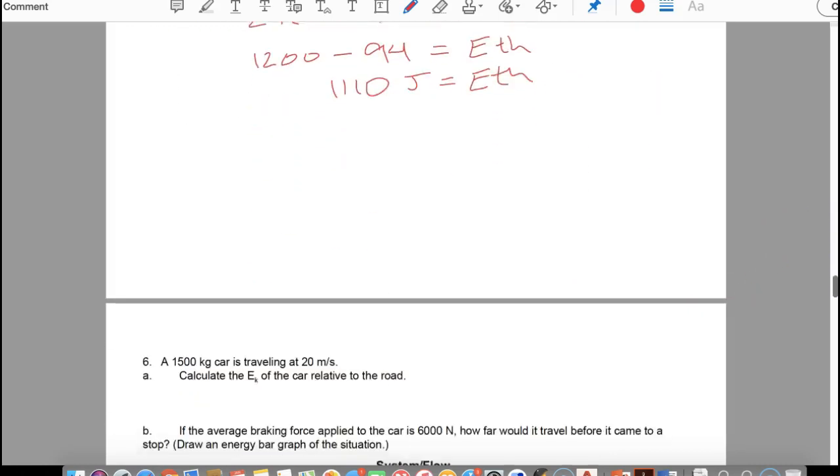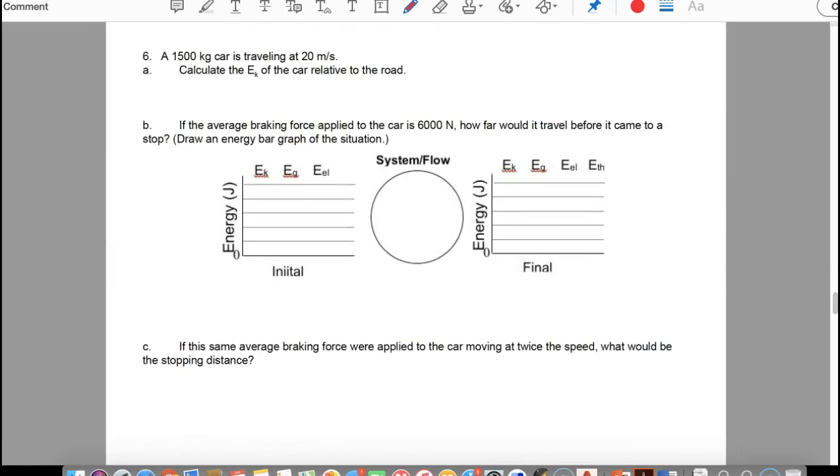For number 6, which is the next one, I have a 1,500 kilogram car. That car is traveling at the pretty good speed of about 20 meters per second. They want us to calculate the kinetic energy of the car relative to the road. So pretty easy to do. Kinetic energy we know is equal to 1/2 mv squared. So this is equal to 1/2 of the mass, which is 1,500, times the velocity, which is 20 squared. And we get 300,000 joules of energy, which is kinetic energy.